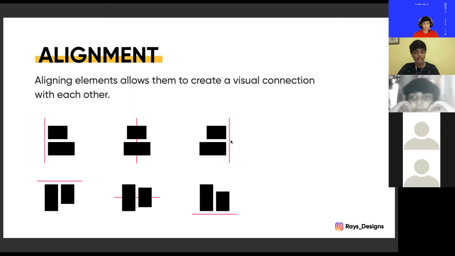And then alignment. Alignment allows you to create order and an organized design. It allows elements to create a visual connection with each other. For example, we have different types of alignment like center alignment, left alignment, right alignment, bottom alignment, and top alignment. These are all about alignment.